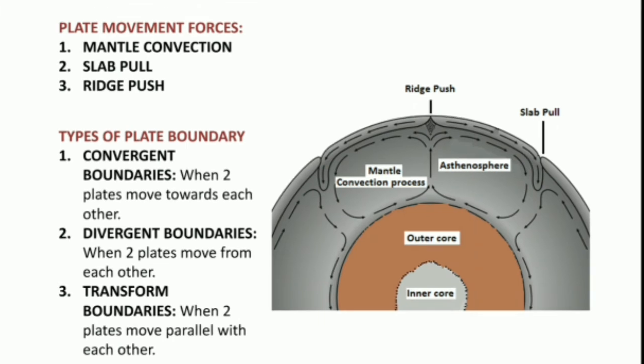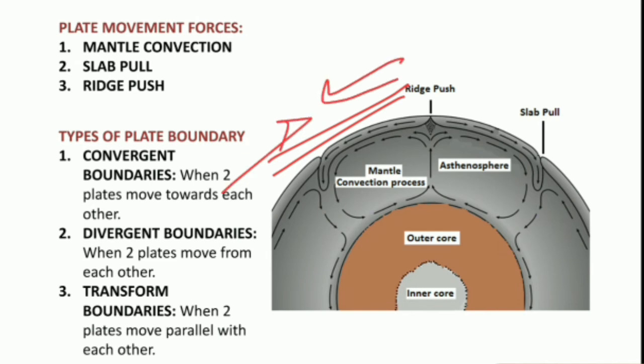Now we have slab pull. What is that? Along this convergent boundary, we have two plates moving towards each other. The heavy plate is going down. Now, this submerged part creates a particular force and starts to pull the rest of the slab or lithospheric plate inside. So, this is a force pulling the slab inside. This is simply known as slab pull.